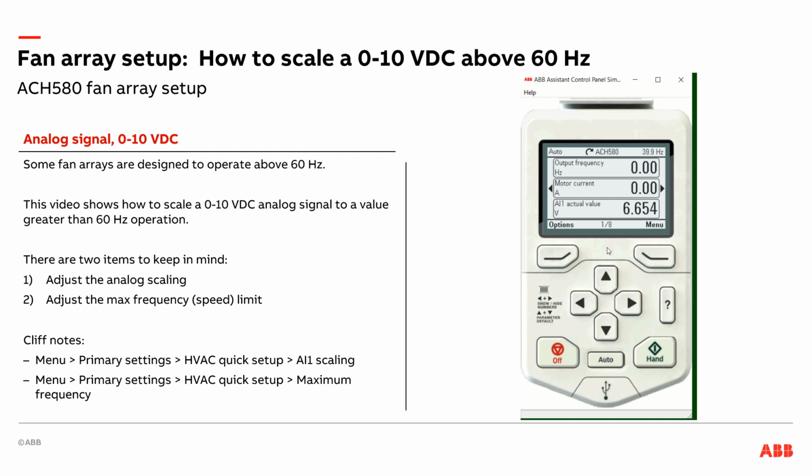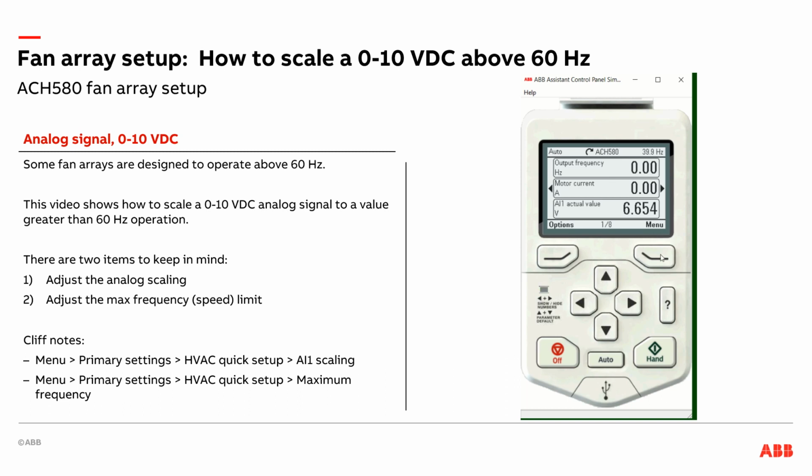Today we're going to take a look at starting up an ACH580 with a fan array application. This particular fan array application operates at 72 hertz maximum speed, and they want to use a 0 to 10 volt signal to control that 0 to 72 hertz. So how do you do that scaling?